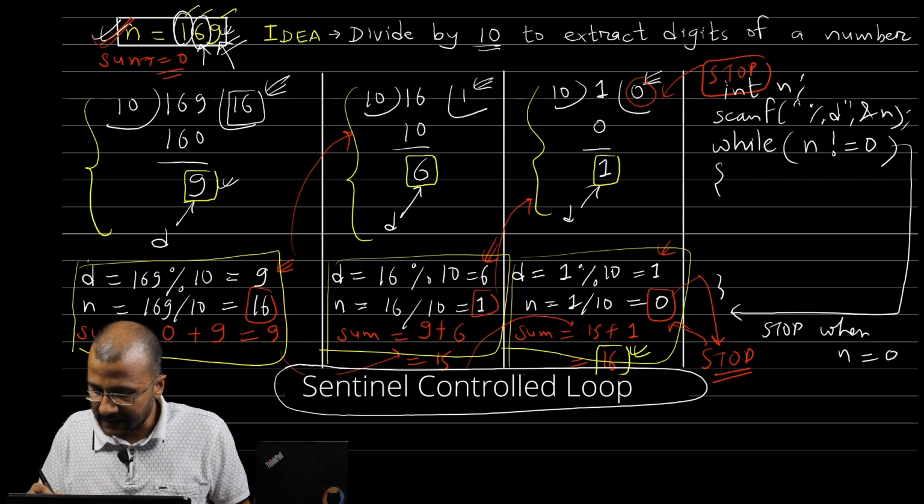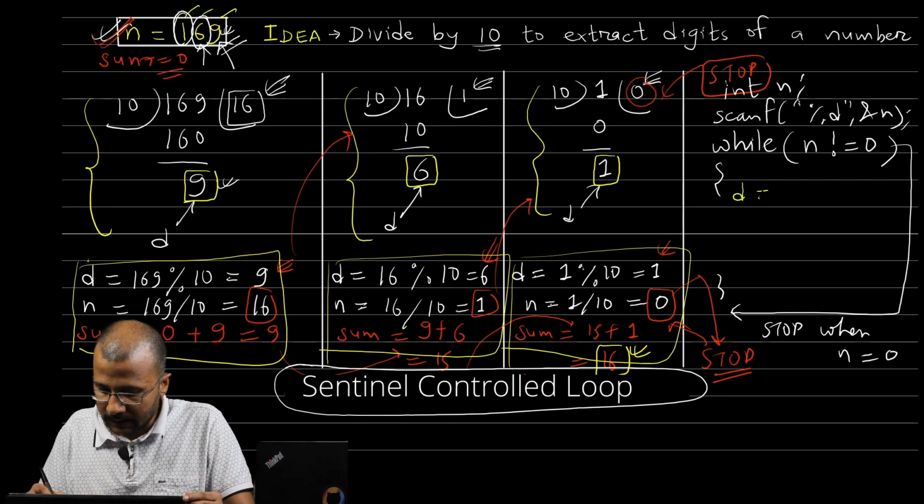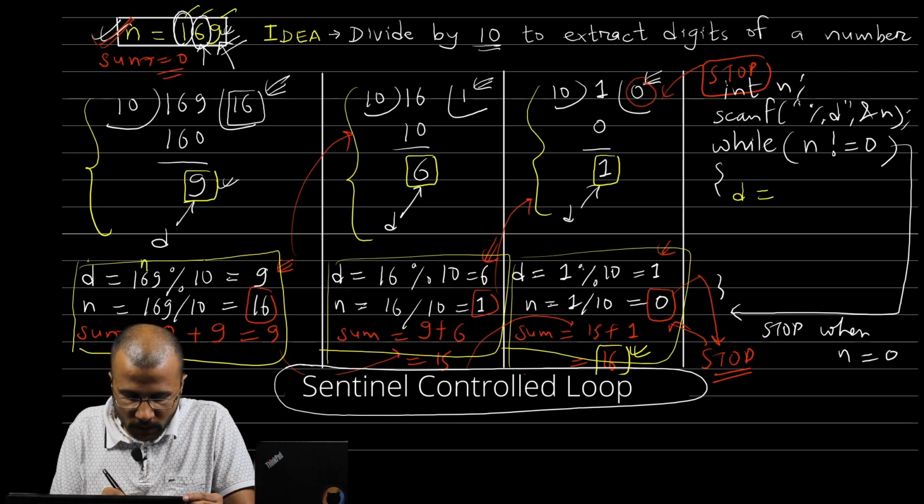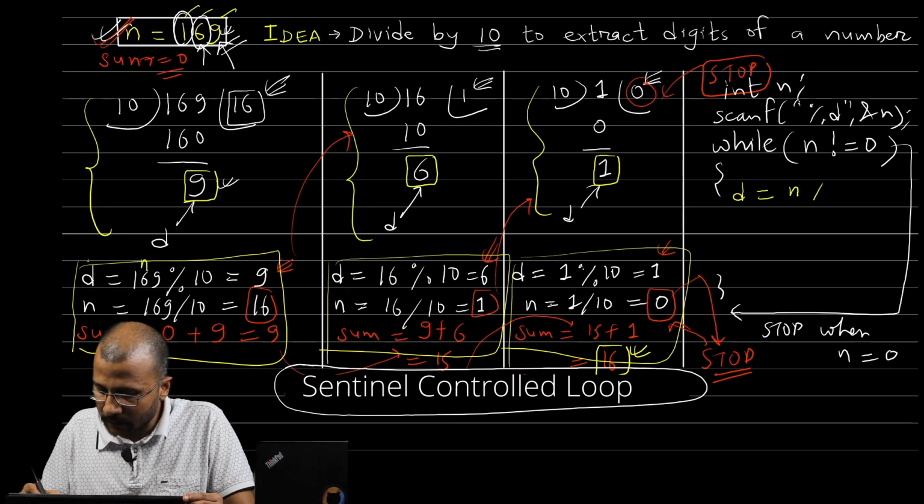So I'll find the digit d. Digit d is what? This is n, right? This is n mod 10. Okay, n mod 10 would give me the digit.